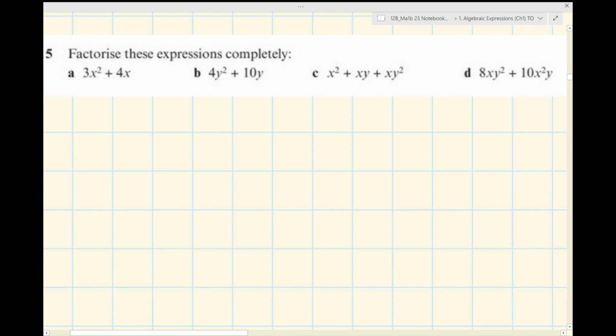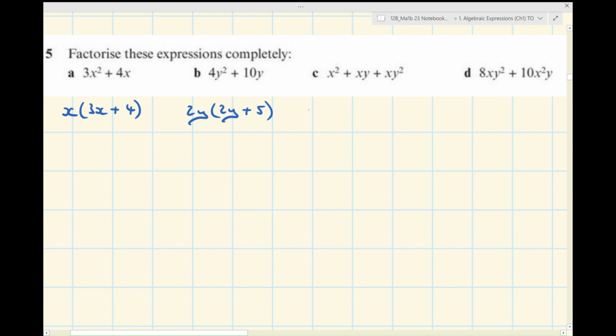Question 5, factorising. Right, in question A, I'm going to look for a common factor first. I see I can take out an x lots of 3x plus 4, and that's A finished. Now B, again, look for a common factor. I can take out 2y this time. Leaves me with 2y plus 5. Of course, you can multiply these out in your head. Check you're getting back to what you started with.